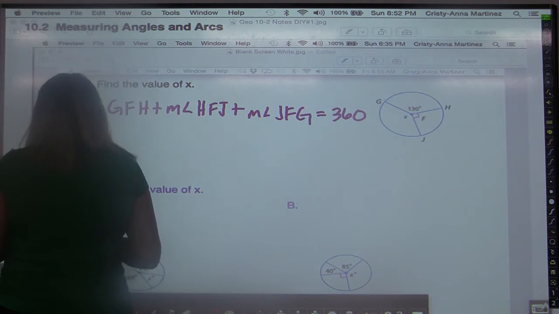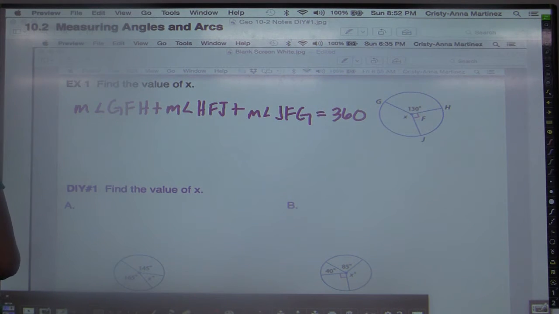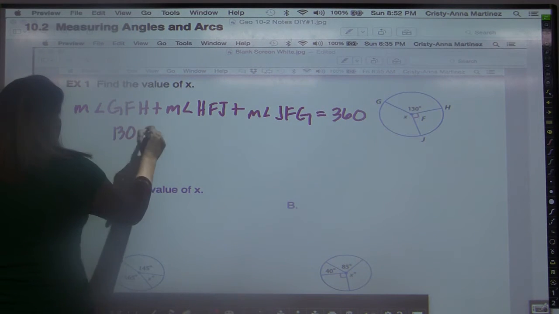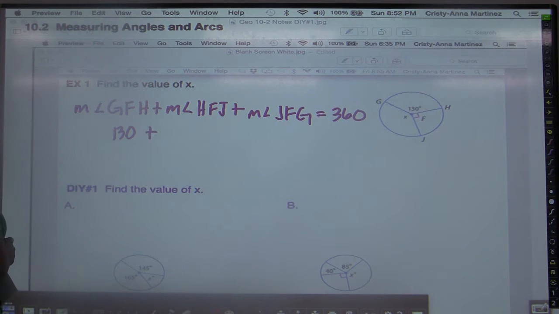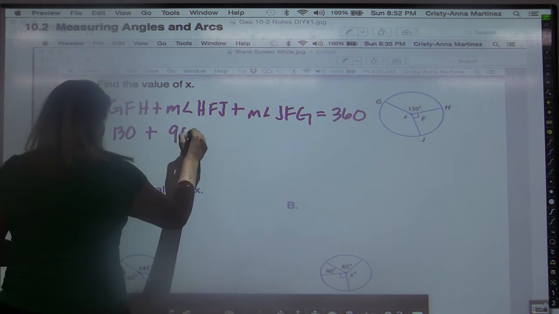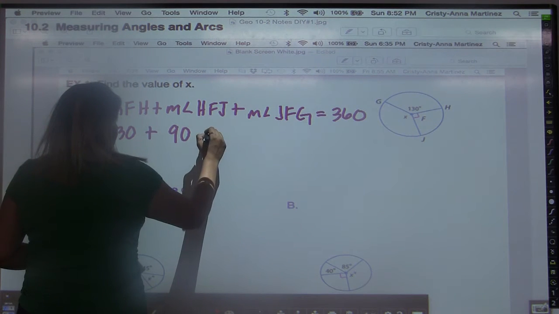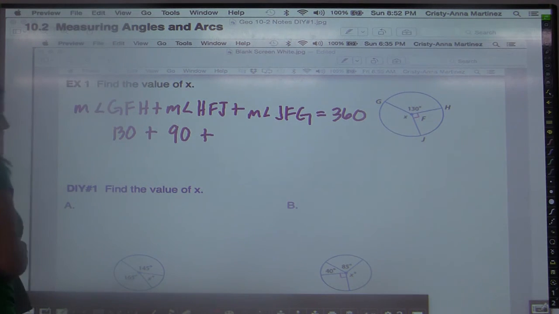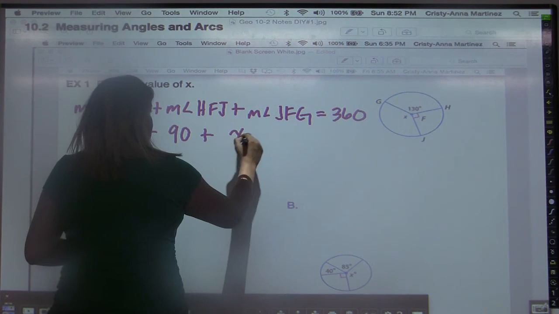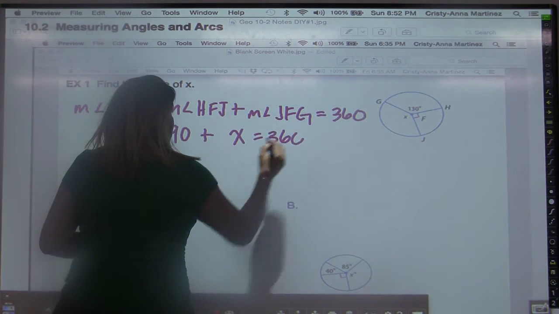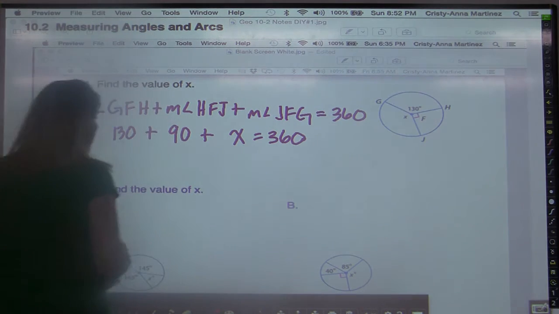Then we're going to use some substitution, because we know from the diagram that angle GFH measures 130 degrees. And we know from the diagram that angle HFJ measures 90 degrees because it's marked with a 90-degree symbol. We don't know what angle JFG is, but it is labeled X, so we replace it with an X.